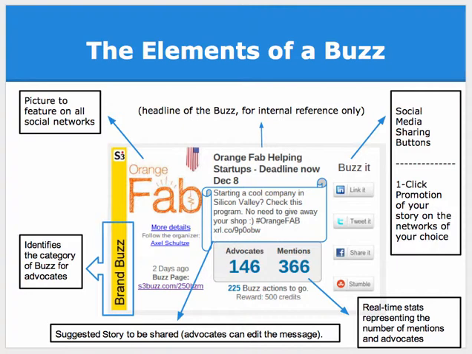And you can see as well that we have real-time stats representing the number of mentions and advocates so far for the campaign. So just in a matter of days, we already had 146 advocates create 366 mentions on the 4 networks on the right there. And you can select up to 6. So we'll cover Facebook, Twitter, LinkedIn, Pinterest, Google+, and StumbleUpon.